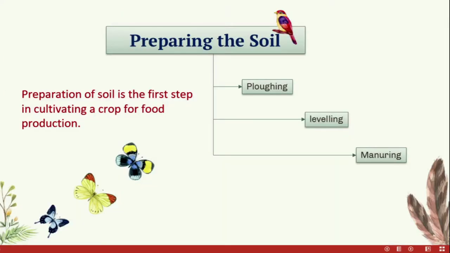Next, preparing the soil. Preparation of soil is the first step in cultivating a crop for food production. It's a basic step, very essential for cultivating. Preparing the soil includes plowing, leveling, and manuring. What are they? Plowing, leveling, manuring.